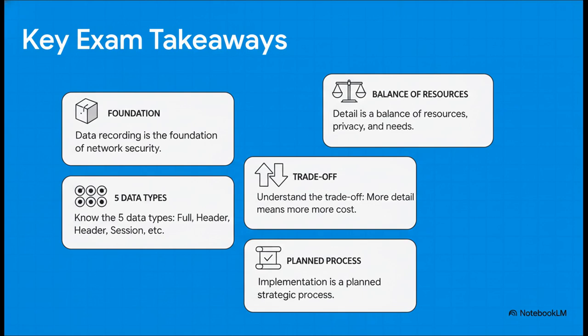Number 1, data recording is non-negotiable. It's the foundation. 2, deciding how much detail to capture is always a balancing act. 3, you've got to know your 5 data types, inside and out. 4, remember the big trade-off. More detail means more cost and more storage. And number 5, putting this stuff in place is a planned strategic process, not just a tech problem. If you get these 5 points, you have absolutely nailed the core concepts of this lecture.